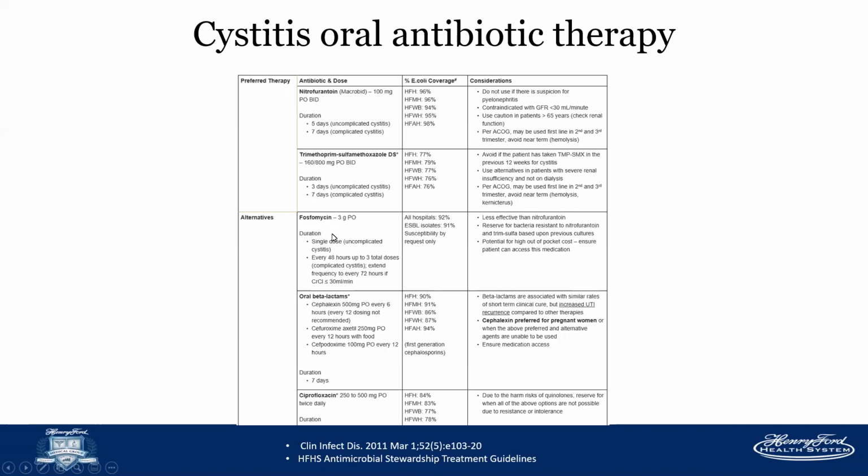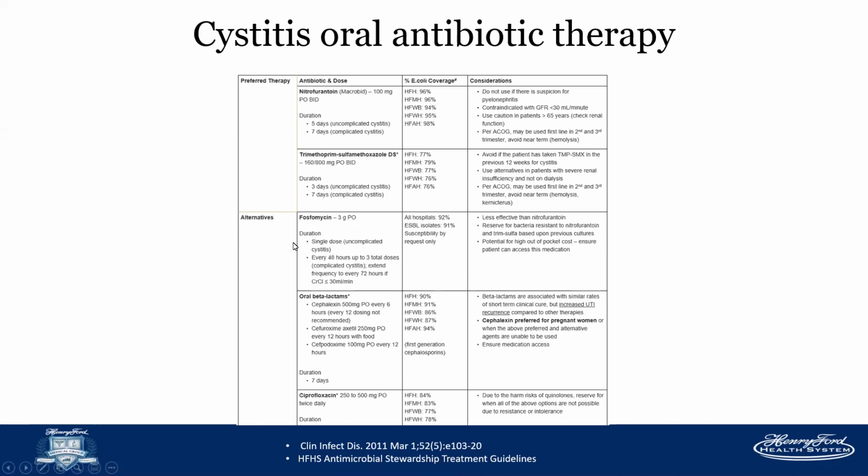Phosphomycin can also be used. It's less effective than nitrofurantoin. The problem with phosphomycin, as some of you may know, is that it's very expensive, and a lot of insurance companies don't cover it. We have a hard time trying to get approval of the phosphomycin.